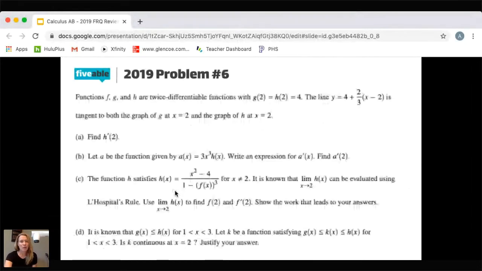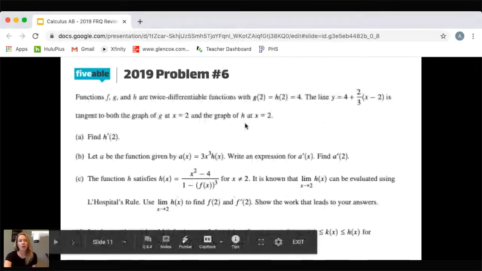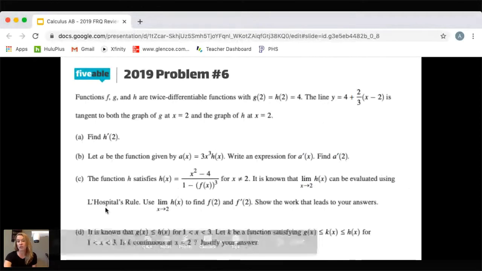And then problem number 6, we've got some just real function interactions. We've got L'Hopital's rule being mentioned and all that.